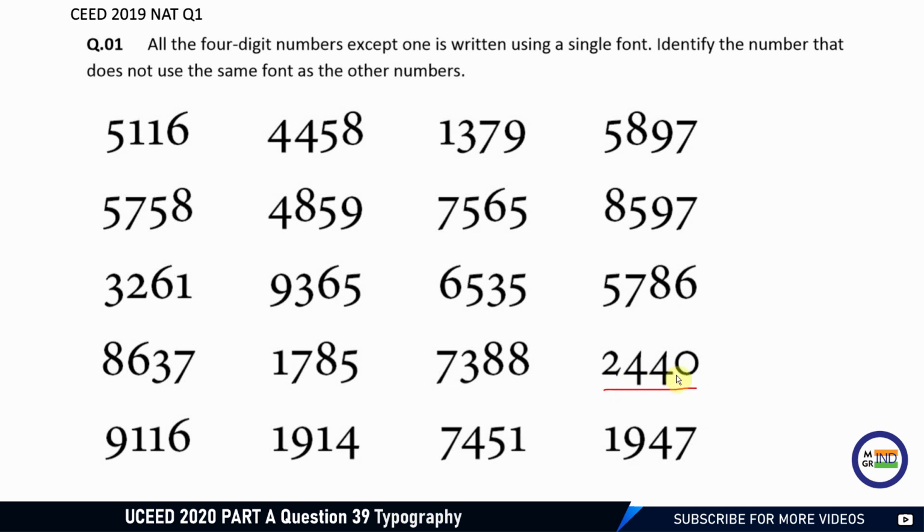There can be two ways in which we can solve this. In number 2440, 0 is having a constant stroke and the other numbers are having variable stroke or thickness. Another way of doing this question is by finding the number that is not repeating, which is 0 again.